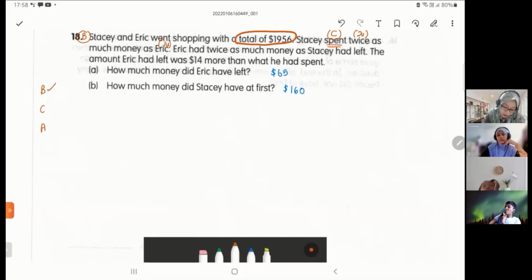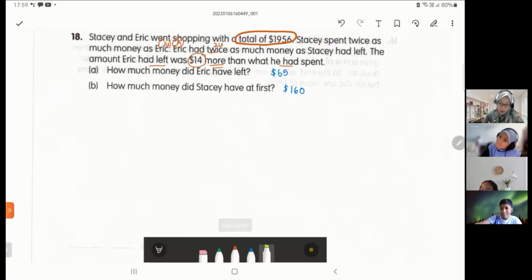Then I have my before, I have my change, my after. Eric had twice as much money as Stacy had left. This is my after, starting from Eric here. Eric has twice as much as Stacy had left. Right? So I have all this information, right? The BCA is there already. The amount Eric had left was $14 more than what he spent. So there is a comparison of what Eric had left with what Eric had spent. That is the comparison here. You have to take note. So when we find Eric later, you must take note of this information to add in later on.